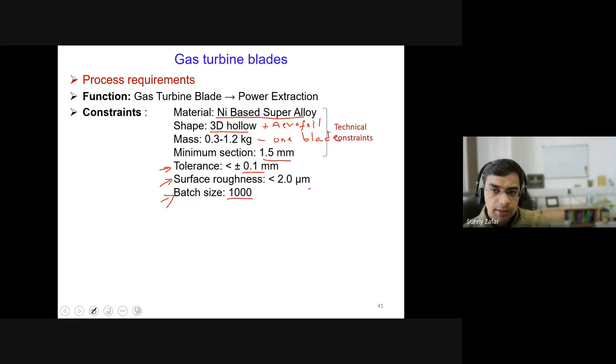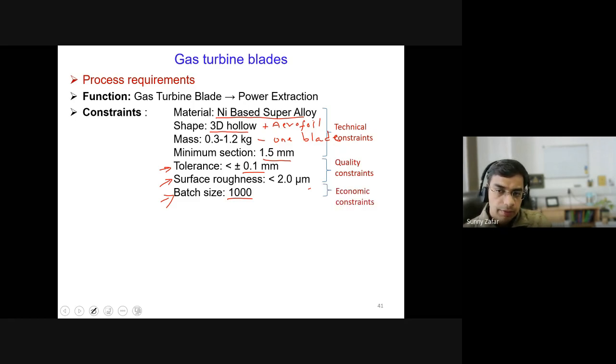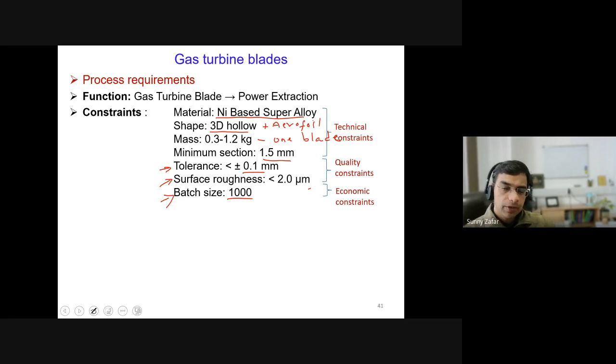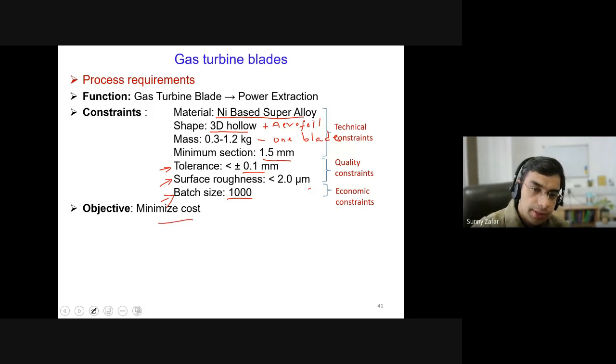So we have technical constraints, we have quality constraints to manage, and we have economic constraints. Any selection of any manufacturing process will be based on managing these technical, quality, and economic constraints. And the overall objective is of course to minimize the cost of production. That is always the objective of most manufacturing processes. Minimizing the cost means you maximize the profit.